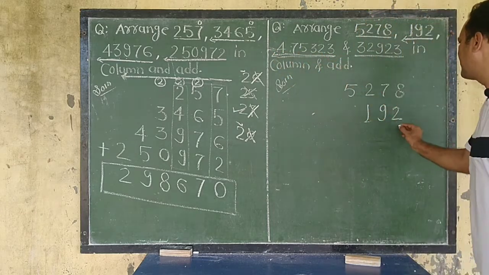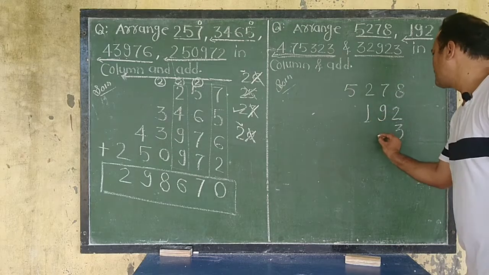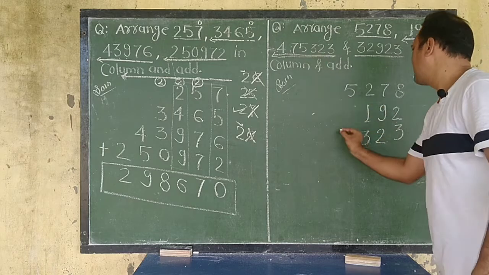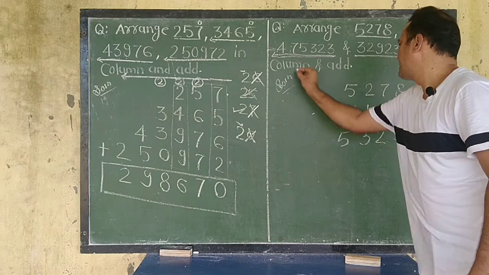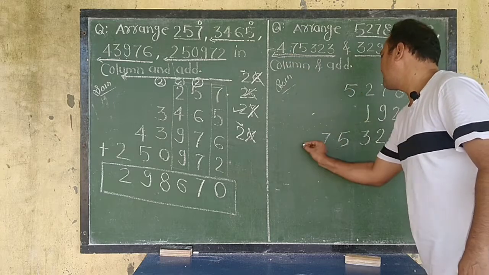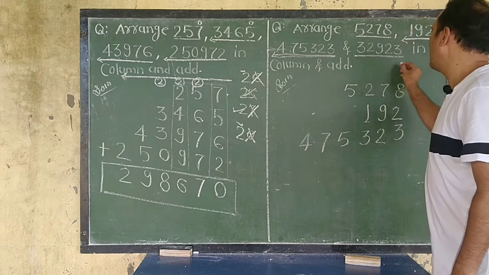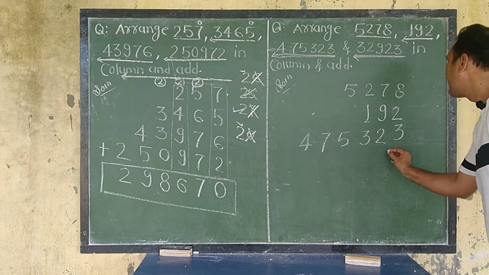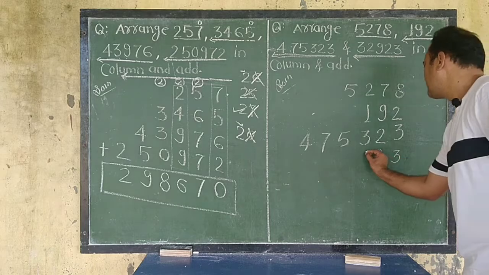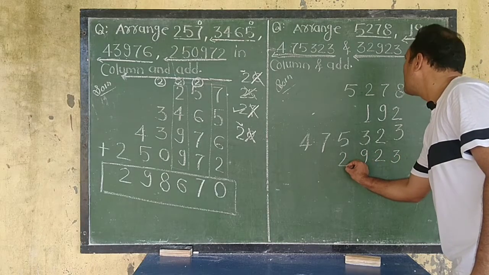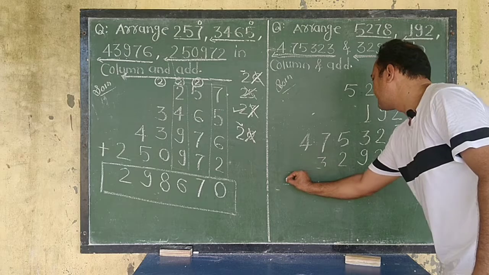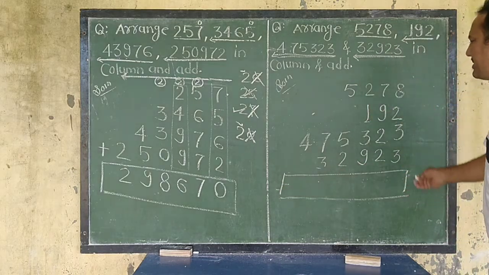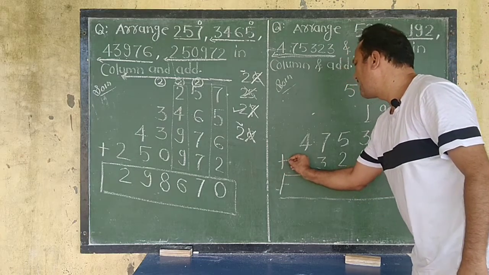Now this is 3. This is 2. Then 3. Then 5. Then 7. Then 4. Now arrange this number from this side to this side. First write 3, then 2, then 9, then 2 and then 3. We have arranged the numbers. This is the proper way to arrange, and after that we have to add.